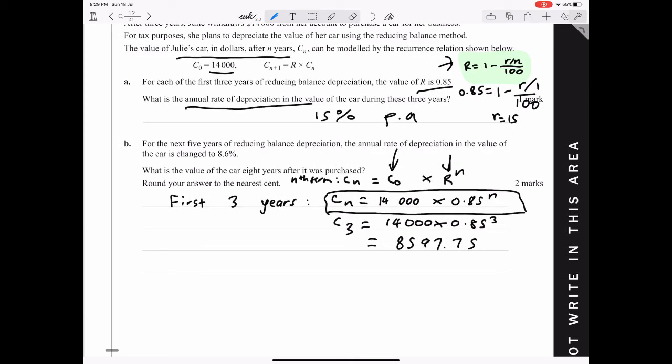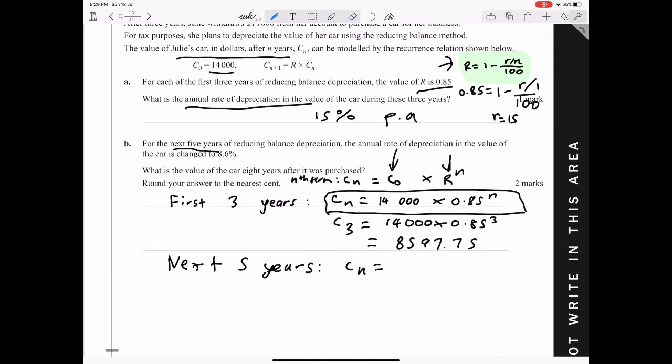Now we're going to determine the nth term relation, the recurrence relation, for the next 5 years. So the rule would follow the same thing.